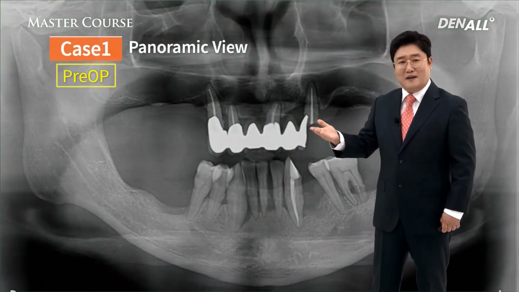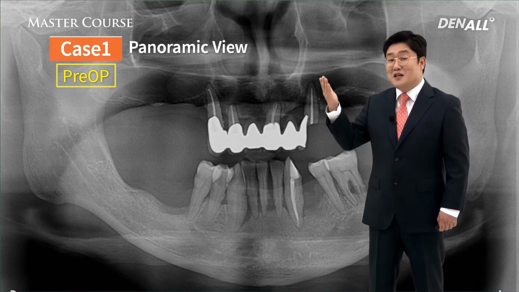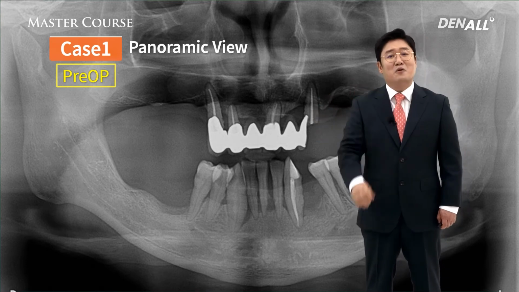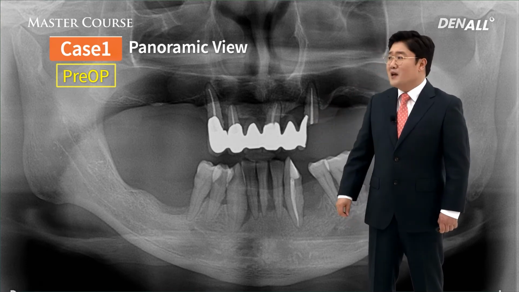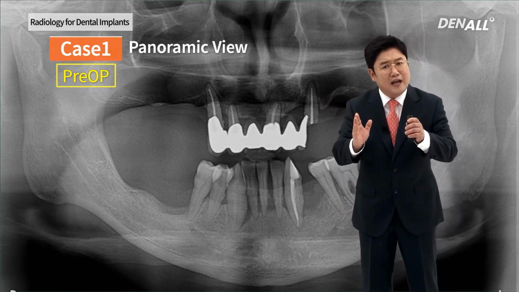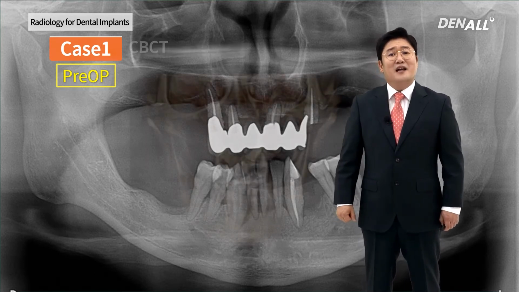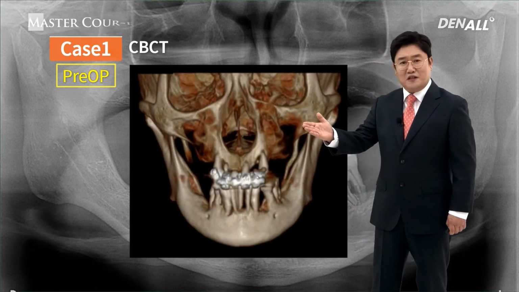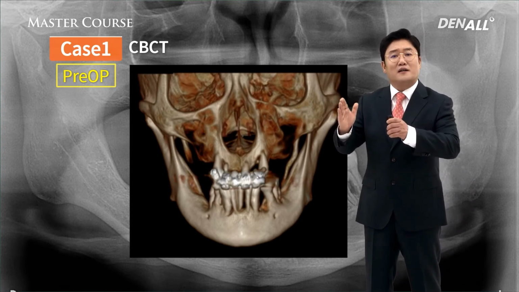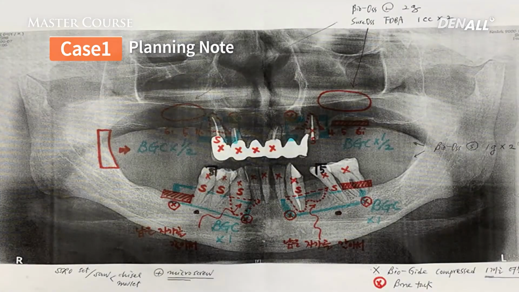Pre-op panoramic view, panorama image taking will be explained shortly. The most basic procedure. I believe you already know about this. With just a panorama picture, will you be able to sufficiently plan for the surgery? Therefore, CT can complement that. CT has the three-dimensional views. More accurate and the final surgery plan can be established.